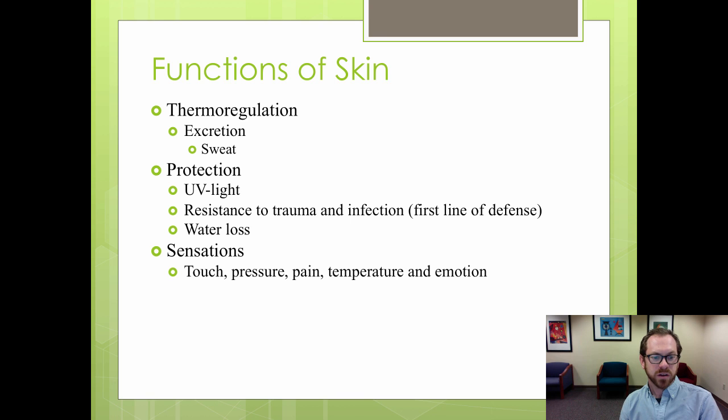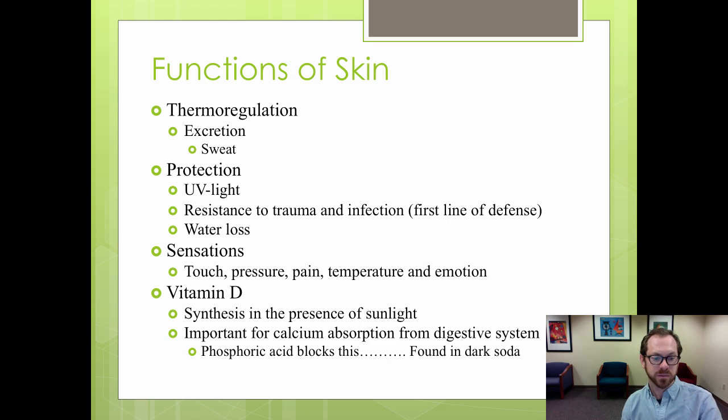And then the skin is also going to be involved in sensations, so things like touch, pressure, pain, temperature, and even emotion. If, for example, you are embarrassed, you might start to sweat a little bit. This is going to be a response that's involved in the integumentary system.